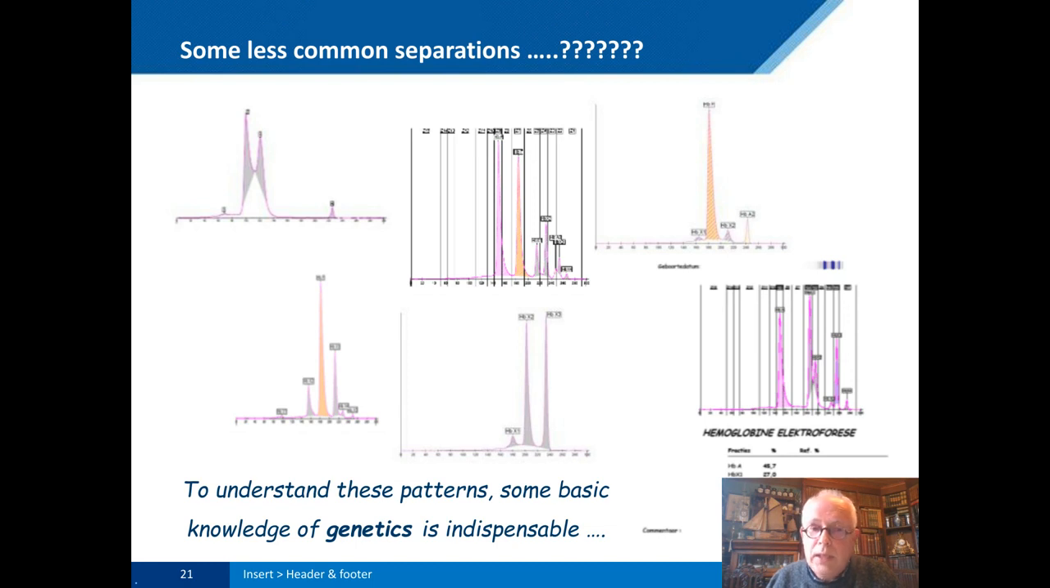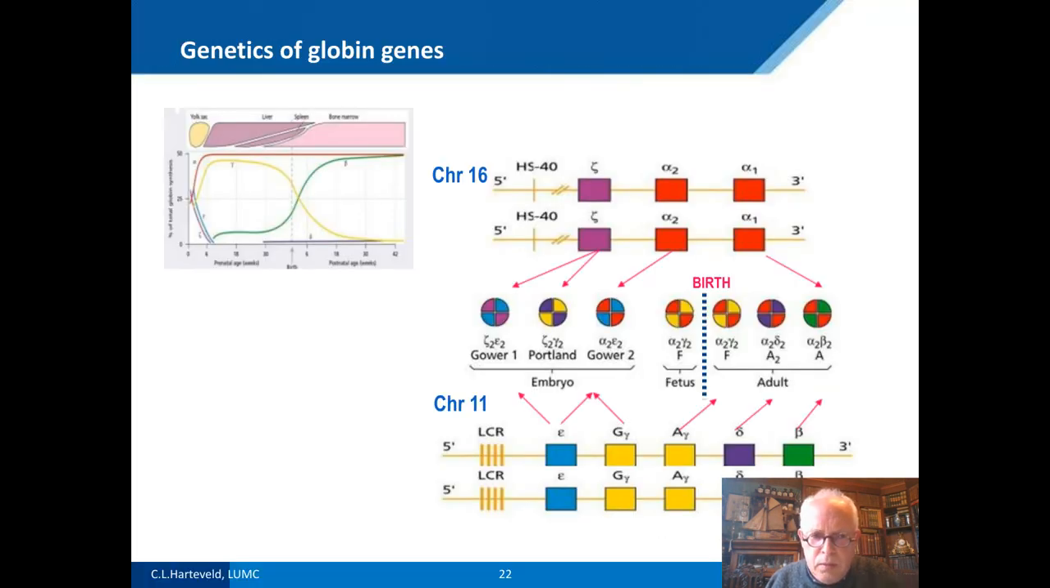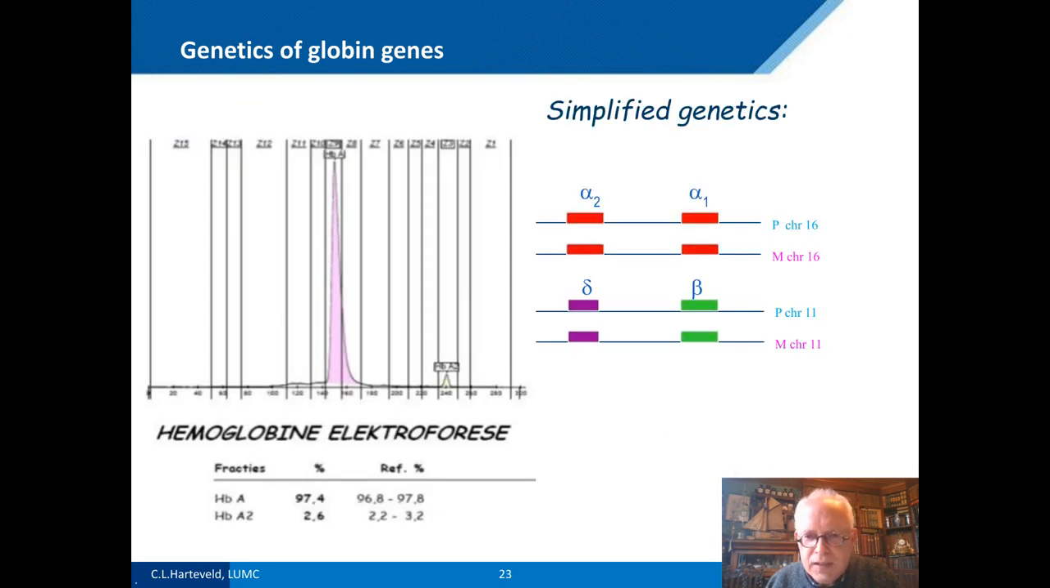And especially in these cases when separation patterns are much more complex, you need DNA and you also need some background in genetics. Genetics is fortunately very simple, even though if you look at this graph, you might doubt my words, because there are lots of hemoglobin genes and a lot of proteins which can exist. However, we can simplify this.